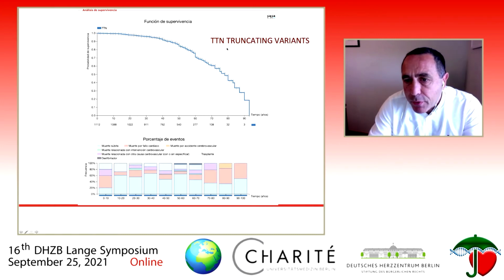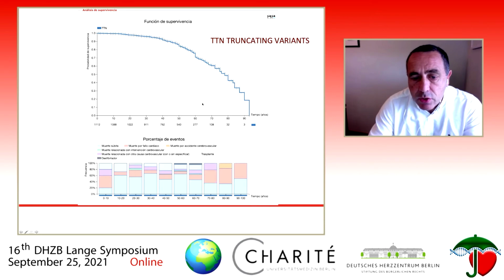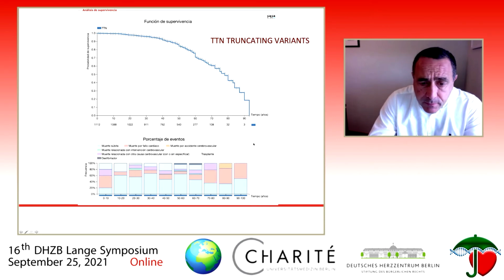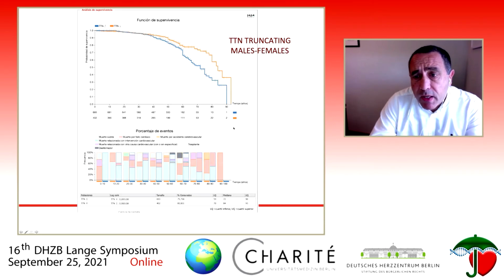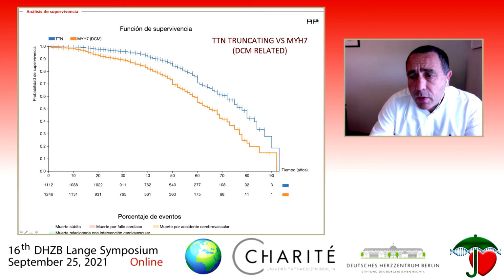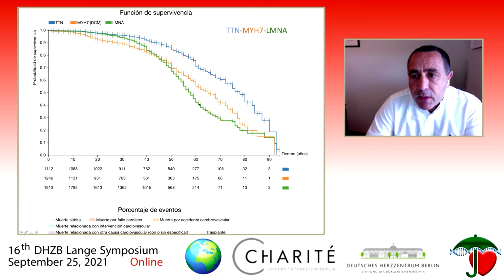So these are truncating pathogenic variants, usually variants in the A band or in highly expressed exons. So here what you see, the difference, if you put males and females, they are different. Females are better. Here we compare with beta-myosin heavy chain mutations that are related to DCM, in orange. So titin is better if you have dilated cardiomyopathy than to have a beta-myosin heavy chain mutation as the cause of the disease. This is lamin in green.